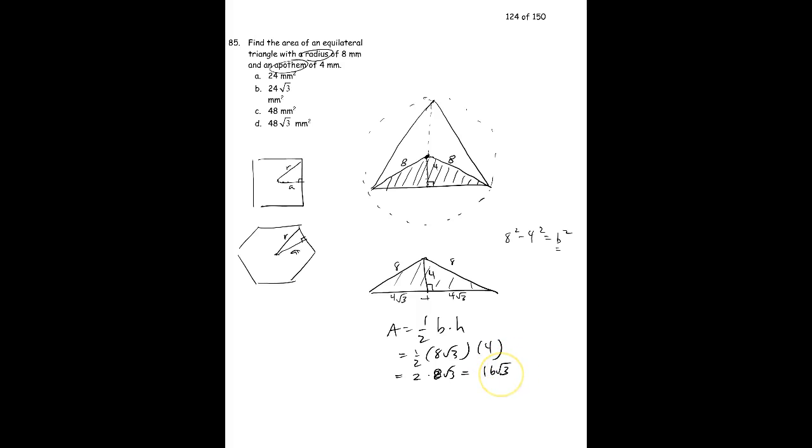16 root 3. Now again, we found the area just of one of these triangles. We have 3 of them. We have to multiply our answer by 3. 48 root 3, which would give us an answer of D.